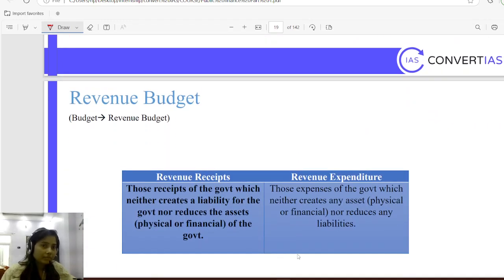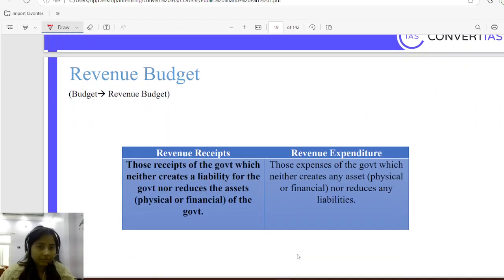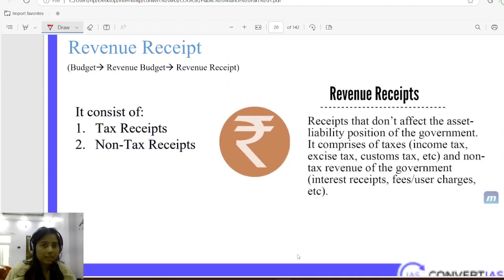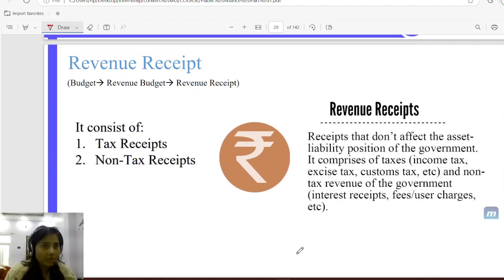Okay, then revenue budget, revenue receipt and revenue expenditure. I hope you are clear about it. So there is no need to repeat again and again the same thing. So I am just moving forward because in the end of these slides, you will be getting much more important things to learn. So I don't want you to get exhausted till the end of this lecture. Okay. So please save your energy for now. I'll be focusing on what is very important.